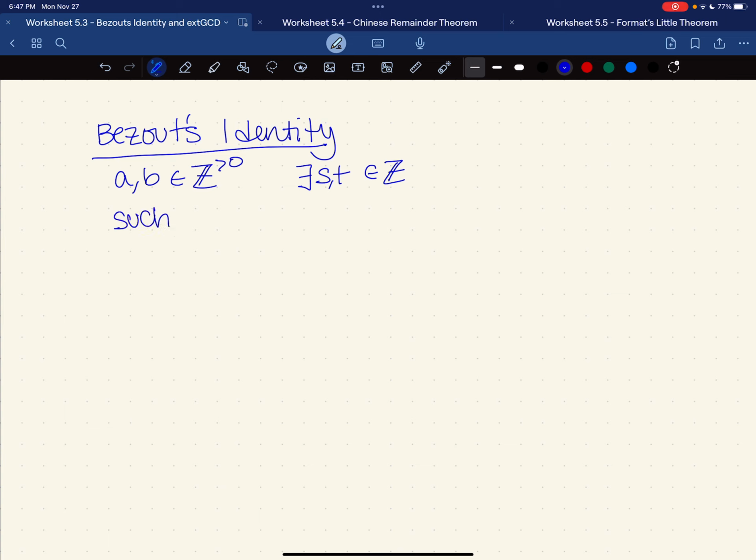such that the following holds. Such that the GCD of A and B can be expressed as S times A plus T times B. Okay, so these values, S and T, those are called Bezout's coefficients.